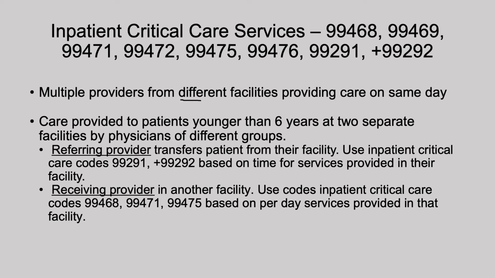So in this case, multiple providers but different facilities. Care provided to patients younger than 6 at 2 separate facilities, physicians, different groups. The referring provider transfers the patient from their facility, uses inpatient critical care, 99291, 99292, based on time. The receiving provider takes the patient in another facility, and they can use the inpatient critical care codes 99468, 71, and 75 based on per day services. So this one's doing per day, and this one's doing time.